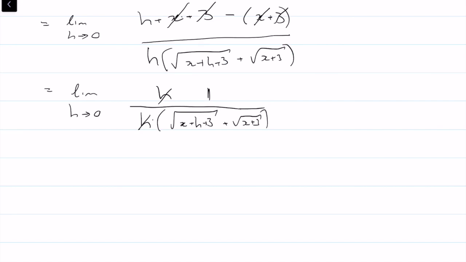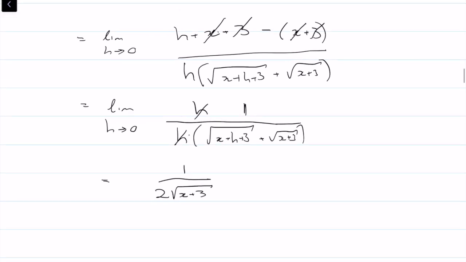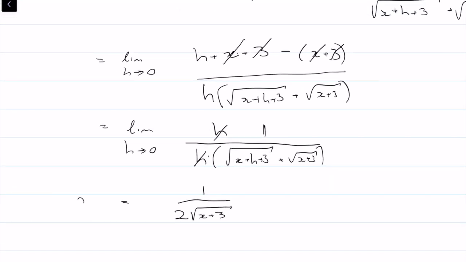And then we can let the limit go to 0. So when we let h go to 0, what we're left with is 1 over the square root of x plus 3 plus the square root of x plus 3, okay, which is obviously equal to 1 over 2 times the square root of x plus 3. Okay, so this would be our final answer, f dash of x. Okay, and that is the final answer.